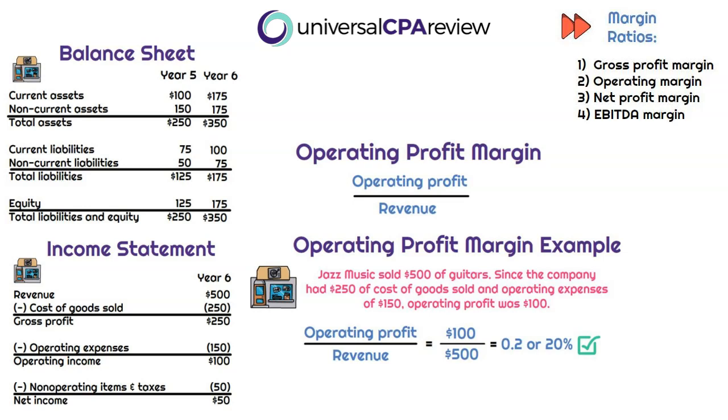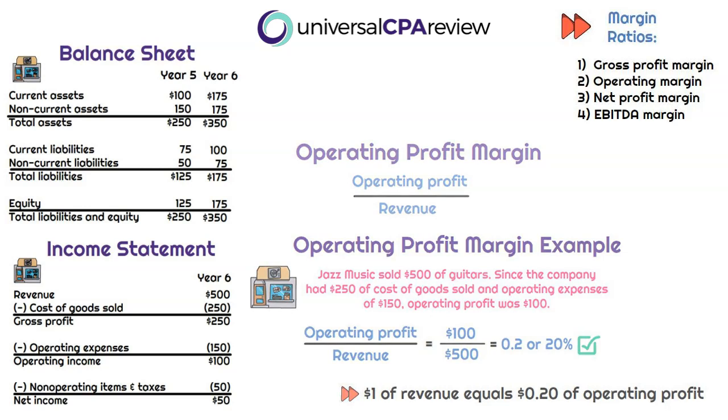So that gets us down to operating profit of 100. If we take operating profit of 100 divided into revenue of 500, that equals 0.2 or 20%. So again, for every single dollar of revenue the company generates, after factoring in operating expenses and cost of goods sold, they earn an operating profit on that $1 of 20 cents. That is the easiest way to interpret it. And just like gross profit margin, investors want to see that operating profit margin increasing year over year.